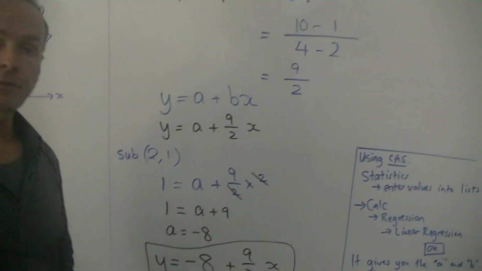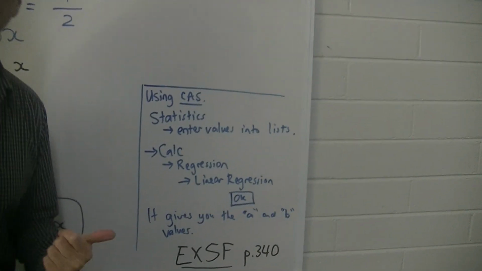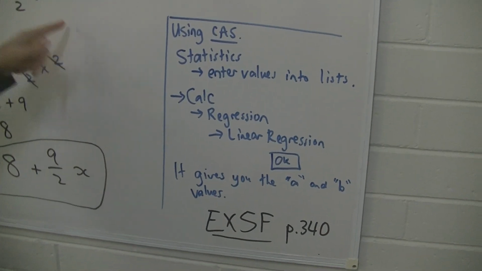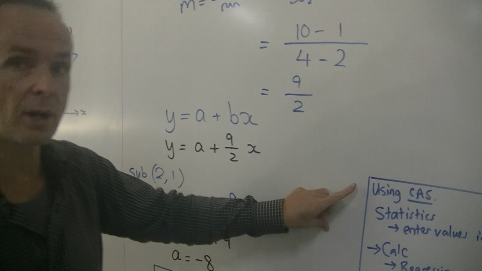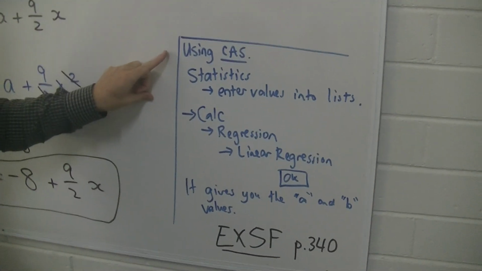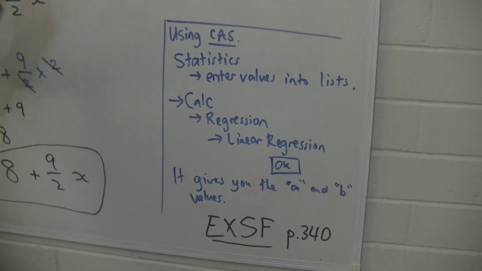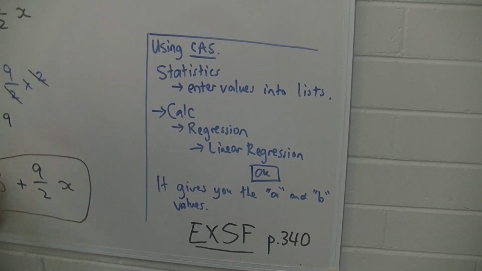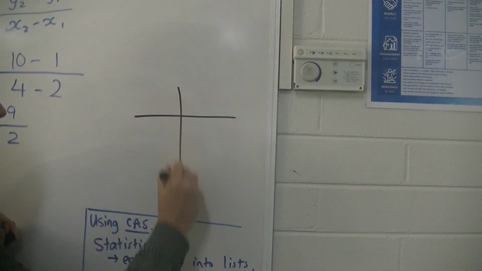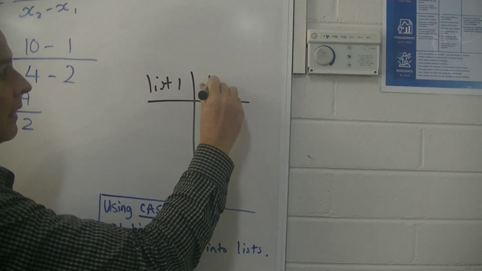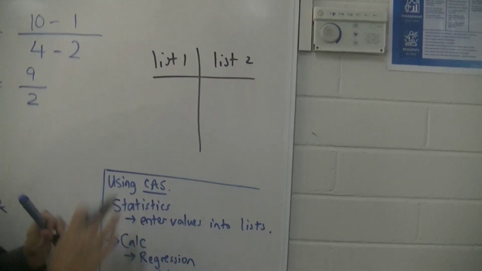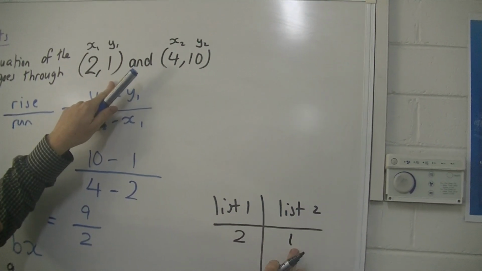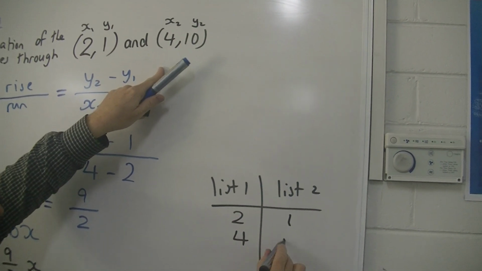Excellent. Now if you look really closely down here, now that we've done all the hard work, we can just use CAS to do it for us, but you need to know how to do it manually as well. So here are your instructions, so copy these down please, and make sure you practice using CAS. You can do this same example using CAS. You go to statistics, enter the values into a list. So list 1 will be the x values, so it'll be 2, and 1 would go into the y values, and then 4 and 10.